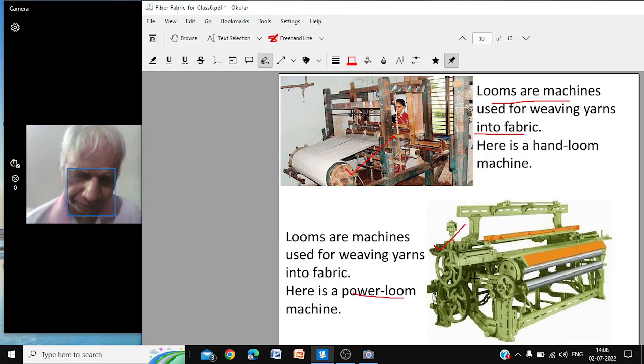So power loom is run on electricity, and hand looms, of course, don't require electricity, but hand looms and power looms, in any case, looms are machines, and what are they used for? They are used for weaving yarns into fabric.